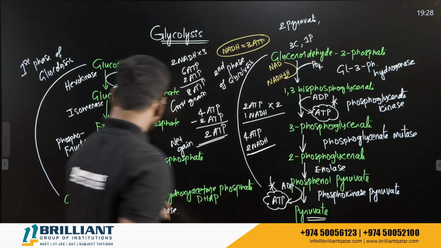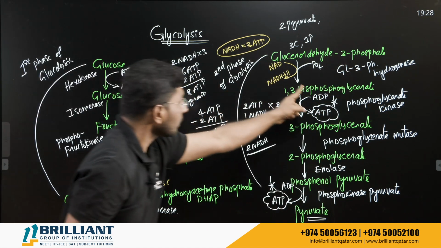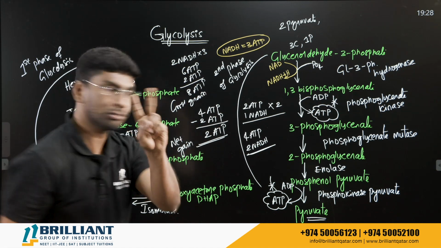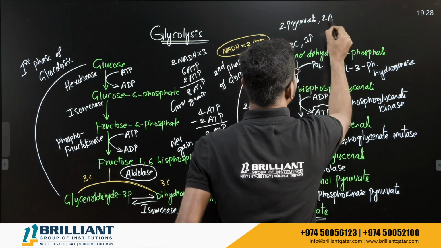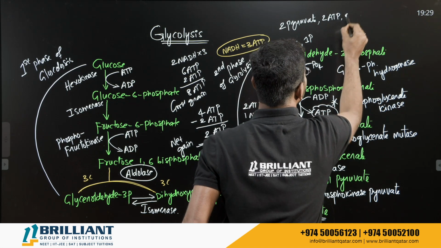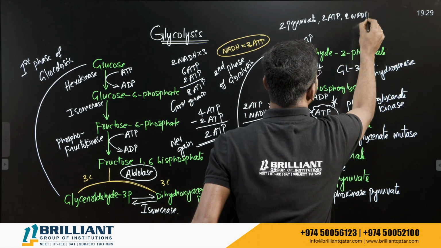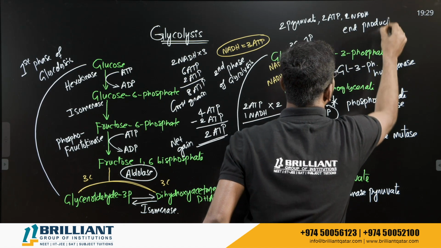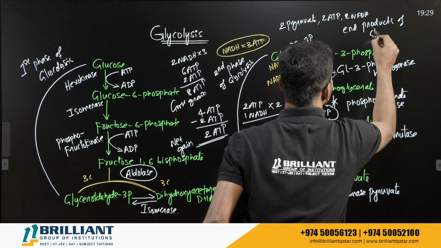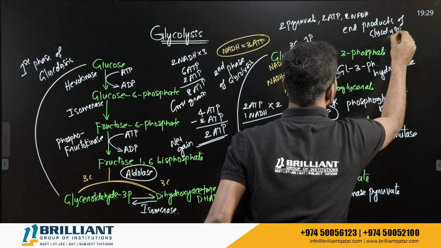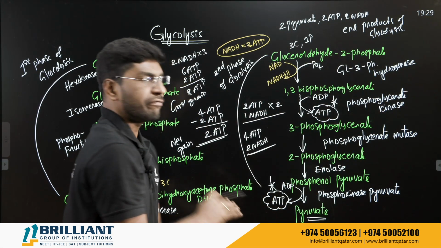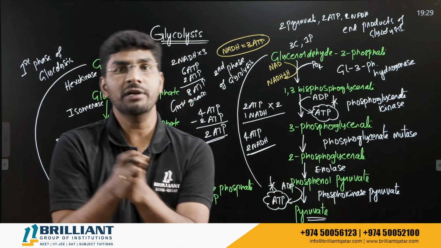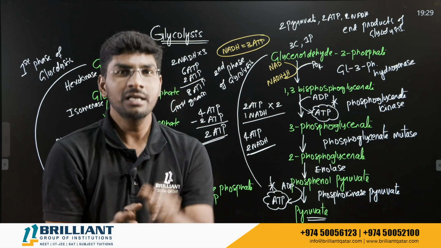Next, number 2. How many ATPs now? 1 and 2. There are 2 ATPs. That means at the end of glycolysis, 2 ATP. How many NADH? 2 NADH. These are the end products of glycolysis. Keep in mind, this step is very, very important. Many times the question I've been asked is, what are the end products of glycolysis? You got my point?